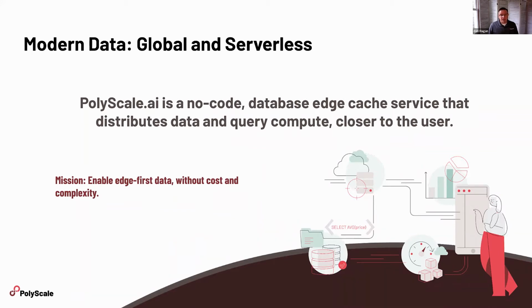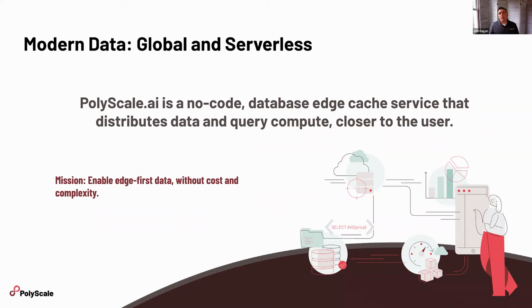So PolyScale is a no-code database edge cache, and it distributes your data and query compute closer to the user. So there's quite a bit there. Let's unpack that a little bit. Firstly, PolyScale is no code. Really the core of everything that we do is how simple can we make this for a developer or an architect to implement? How easy can we make this to distribute your data globally, but without writing code, without deploying servers, without managing and maintaining stuff, without worrying about the cost when I hit traffic spikes? How simple can we make that? And you'll see that right throughout the product.